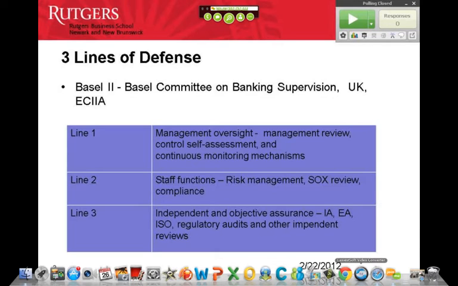This is something that they always talk about in a lot of discussion with internal audit. They talk about lines of defense. The first line of defense is management oversight. The second line of defense is the staff functions, risk management, SOX review. And the third line of defense is external audit and similar things. Independent, objective assurance: internal audit, external audit, ISO standards, regulatory audits, and other independent reviews. Three lines, huh? International standards organizations issue standards for all kinds of quality things. It was very big for a while to go with these ISO standards. Of course, ISO could easily issue a lot of the accounting standards, but they don't.